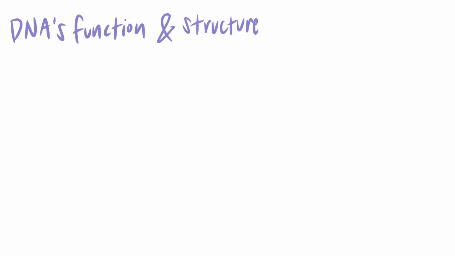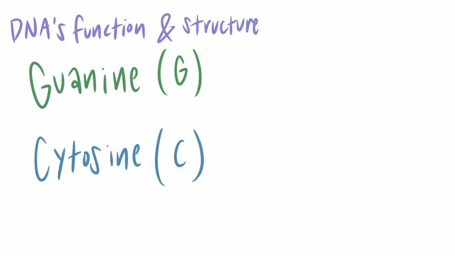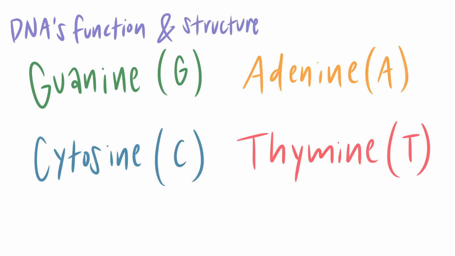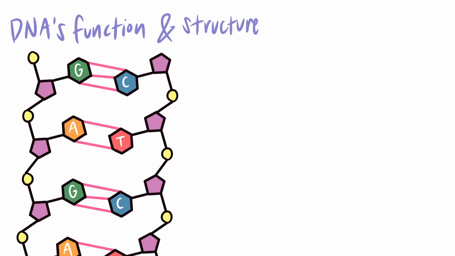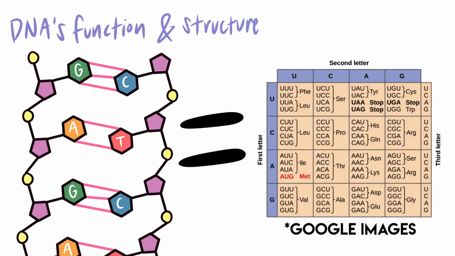There's four nitrogen bases: G for guanine, C for cytosine, A for adenine, and T for thymine. G and C are always paired together with 3 hydrogen bonds, while A and T are always paired together with 2. How these bases are ordered determines the genetic code of the DNA.